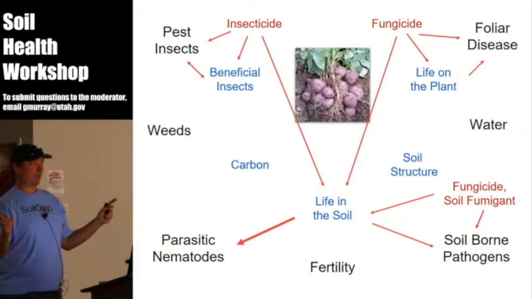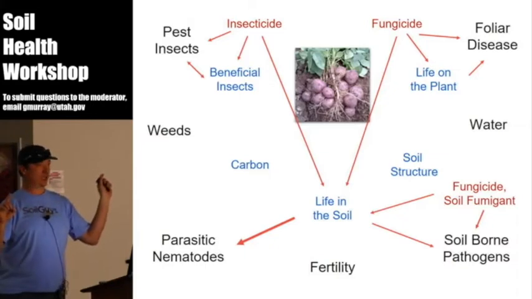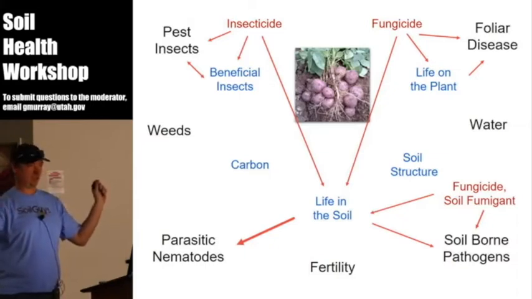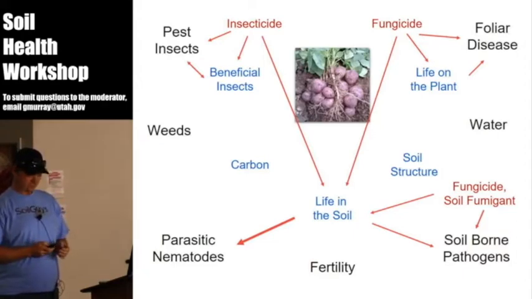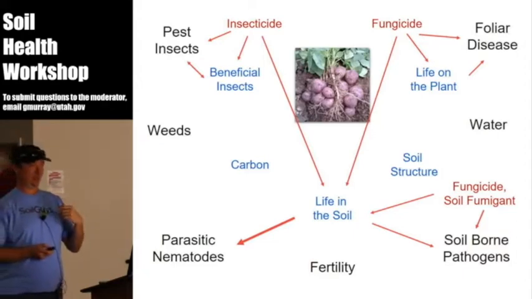So why would that be? We're talking about two completely different things here, right? The nematodes are these little worm-like structures in the soil, and the fumigants in the soil and the fungicides are for controlling a completely different problem. But we weren't looking at this holistically.